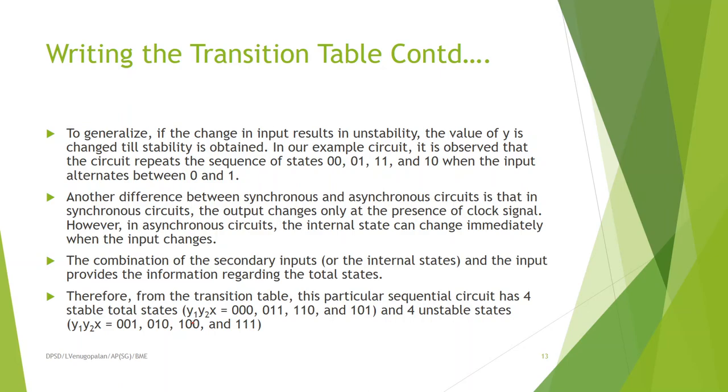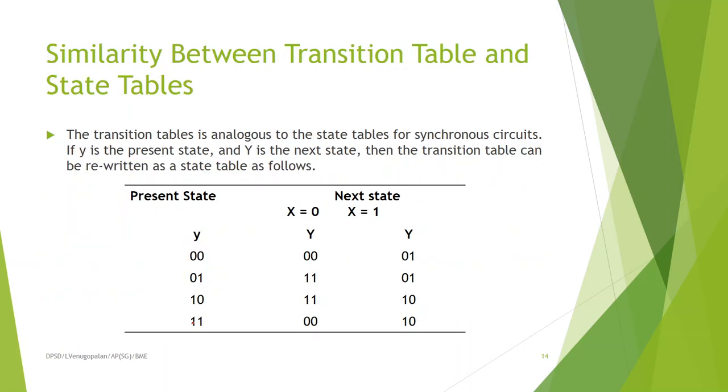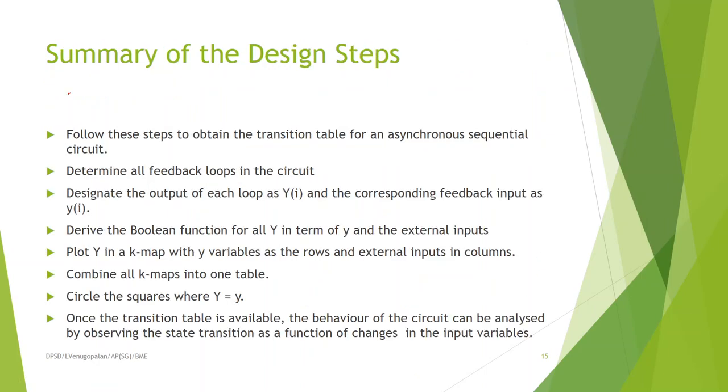And for total states 0 0 1, 0 1 0, 1 0 0 and 1 1 1, my system was unstable. So if I want to write a transition table that is similar to the state table, I just take the small y values, which is my present state, and the capital Y values when x is equal to 0 and capital Y values when x is equal to 1 as my next state, and I tabulate it, and I can rewrite my transition K-map or transition table as a state table this way.